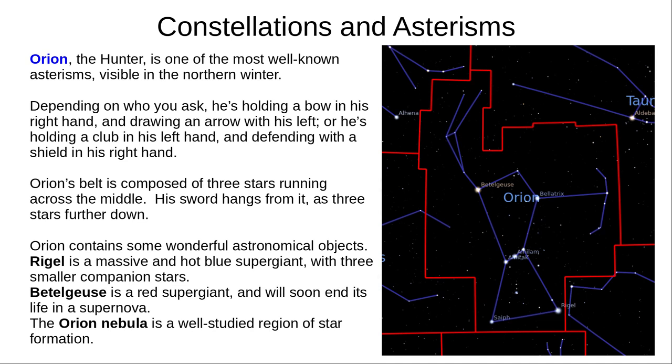Orion includes several fascinating astronomical objects, including Rigel, a massive hot blue supergiant with 3 companion stars, Betelgeuse, a red supergiant nearing the end of its life, and what looks like the middle star of Orion's sword, which is actually the Orion Nebula, a very well-studied region of star formation.